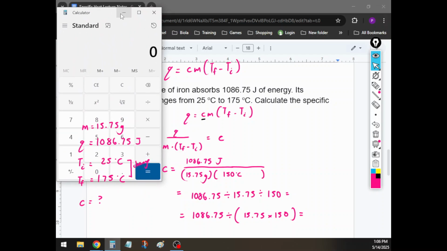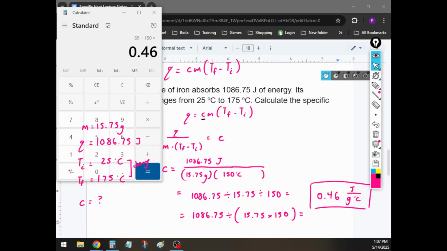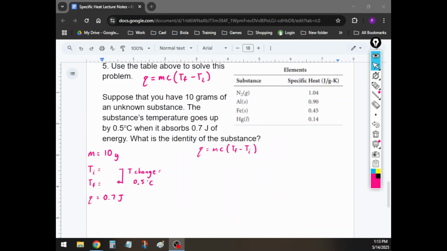Okay, so 1086.75 divided by 15.75 divided by 150, you should get 0.46. So no matter what method you did it, as long as your math is correct, you should get 0.46. When you write it, it looks like this.